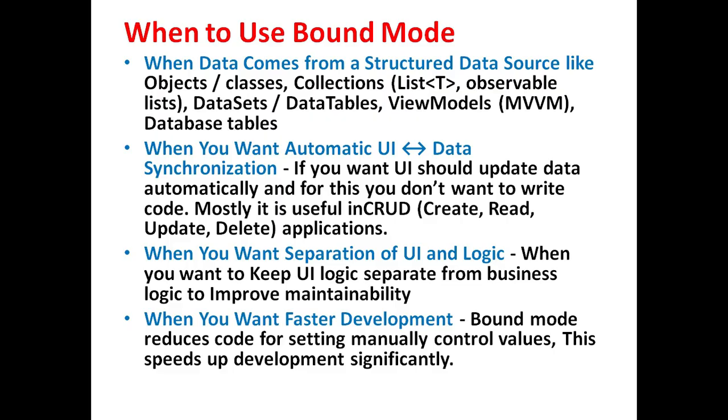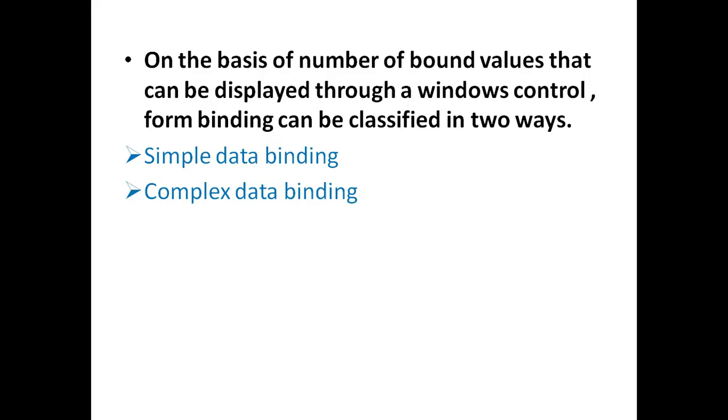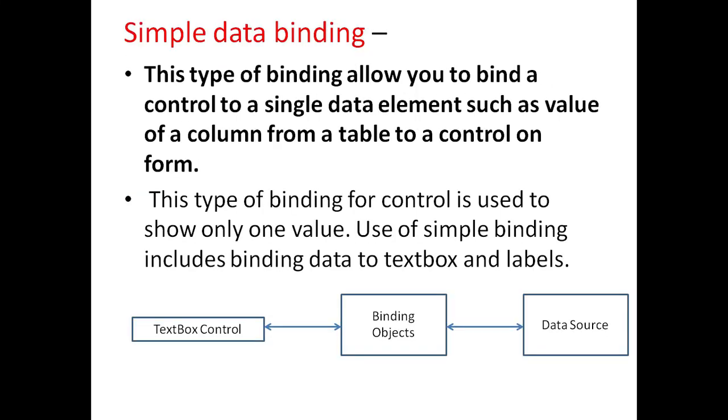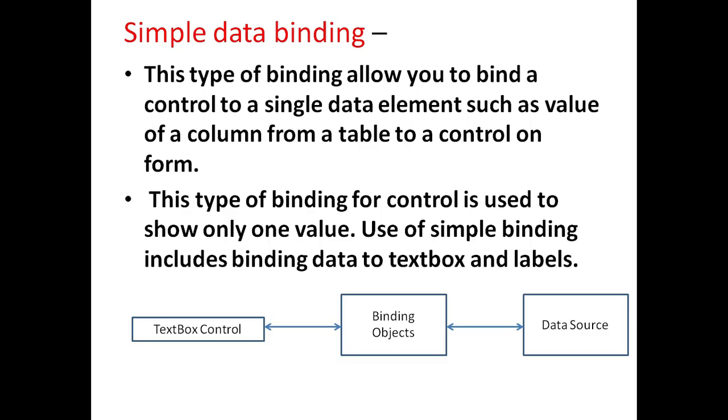And last, when you want faster development, that is bound mode reduces code for setting manually control values, which speeds up the development significantly. On the basis of number of bounds values that can be displayed through the Windows control, form binding can be classified in two ways: simple data binding and complex data binding. With simple data binding, it allows you to bind a control to a single data element, such as value of a column from a table to a control on the form. This type of binding for control is used to show only one value. Use of simple binding includes binding data to a text box and labels.